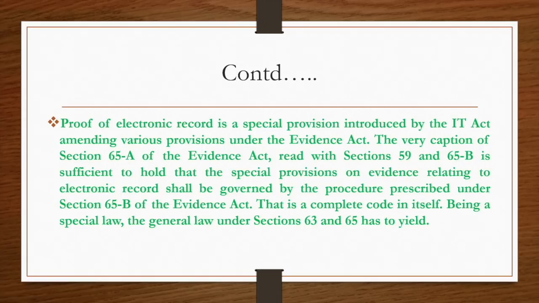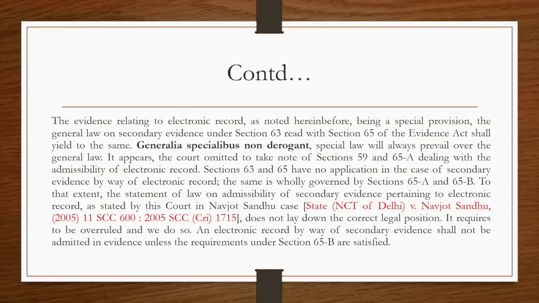This is a complete code in itself. Being a special law, the general law under Section 63 and 65 has to yield. So, the Honorable Court further observed in the same judgment that the evidence relating to electronic record, as noted herein before, being a special provision, the general law on secondary evidence under Section 63, read with 65 of the Evidence Act, shall yield to the same. Generalia specialibus non derogant. Special law will always prevail over the general law.